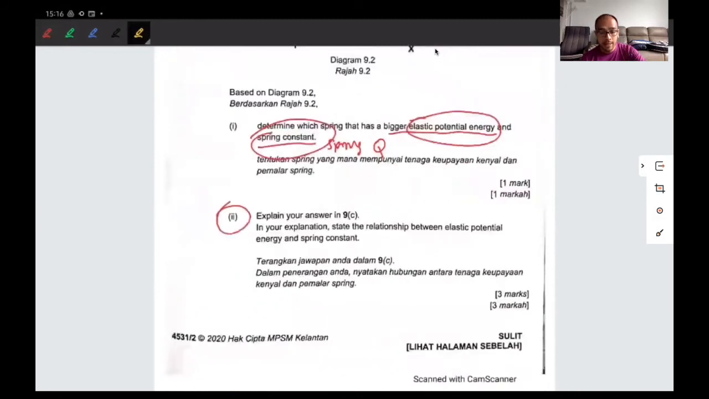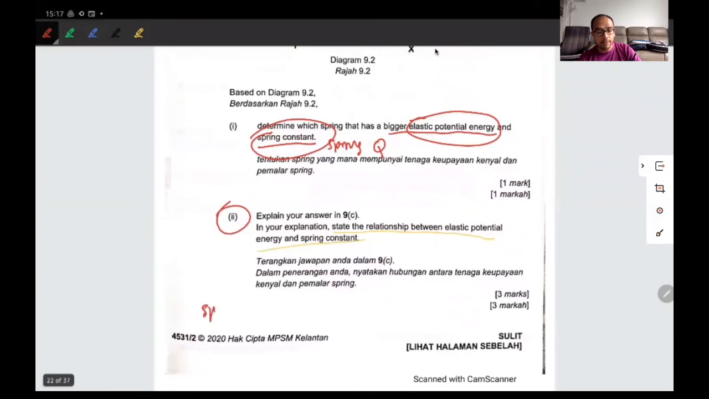And then lastly, state the relationship between elastic potential energy and spring constant. Such a bonus, kan? Okay, so the bigger the elastic potential energy, this is terbalik. It should be terbalik.